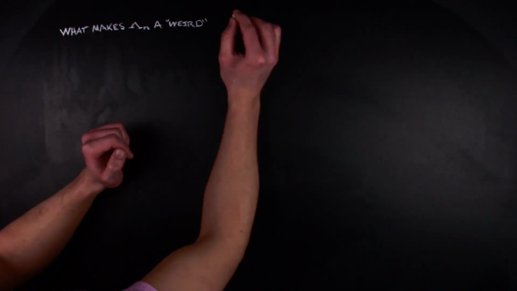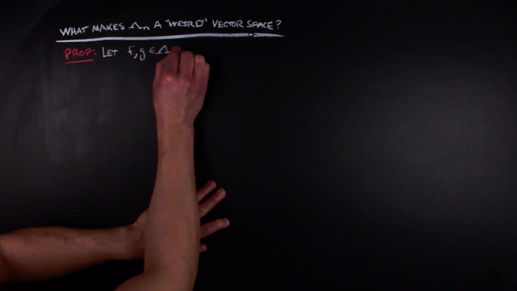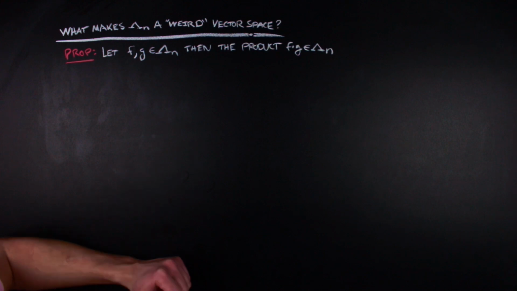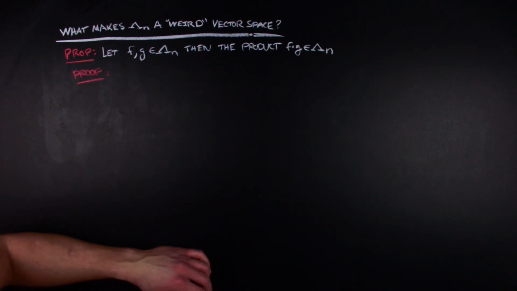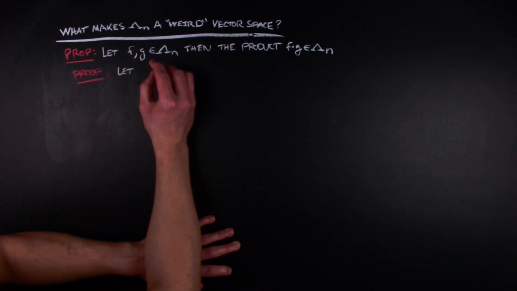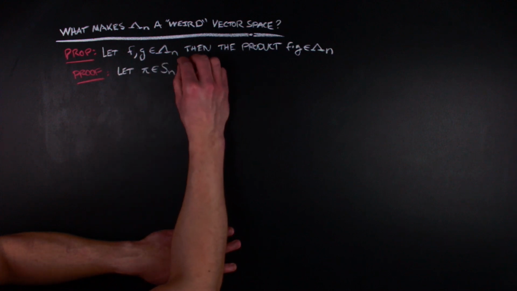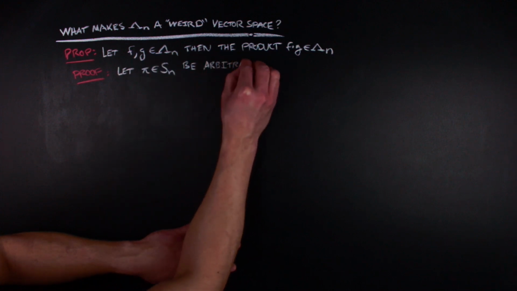And since I'm claiming it, I should probably prove it, right? So in order to show that any two symmetric polynomials can be multiplied together to get a third symmetric polynomial, we're going to start off by letting pi, some shuffling of the variables or a permutation in S sub n, be arbitrary.